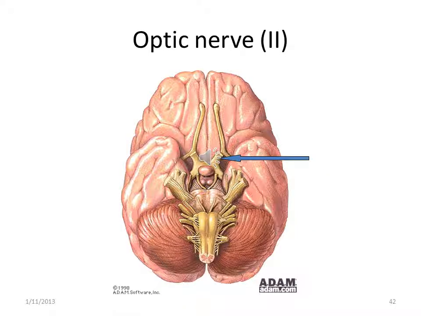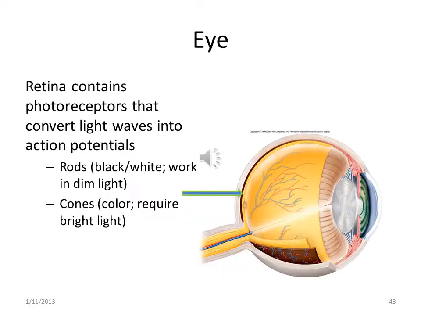The optic nerve, cranial nerve 2, is shown on this inferior view of the brain by the blue arrow. This also is a tract of the brain, so does not regenerate if injured. Nerves in the back of the eye on the retina, which the arrow is pointing to, contain photoreceptors, and what these do is convert light waves into action potentials.